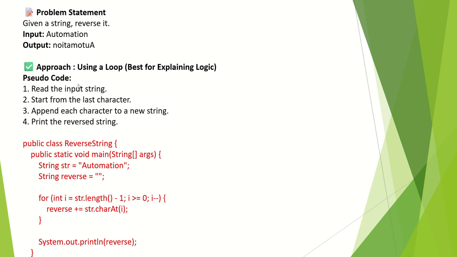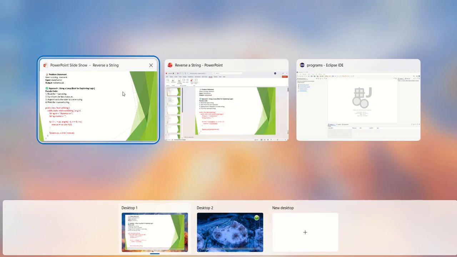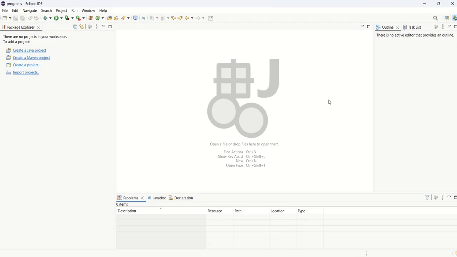So our approach using a loop, I am going to explain you the basic logic using the pseudocode. So we are going to read the input string, start from the last character, then we are going to append each character to a new string. Then we are going to print the reversed string. So now quickly let me go to Eclipse and start writing the program.